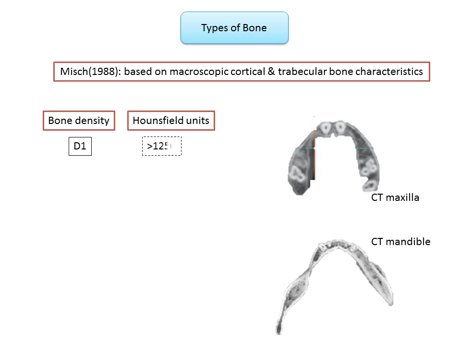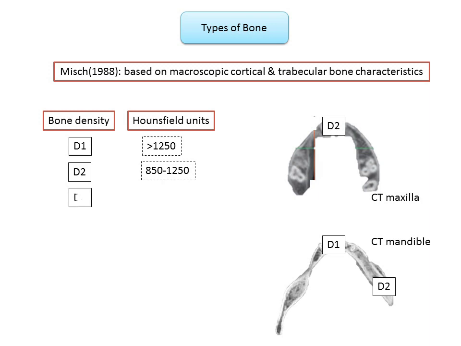D1 corresponds to more than 1250 Hounsfield units, which is seen typically in the anterior mandible. D2 bone density corresponds to 850 to 1250 Hounsfield units, typically seen in the anterior mandible, posterior mandible, and anterior maxilla. D3 bone corresponds to 350 to 850 Hounsfield units, seen in the anterior maxilla and posterior mandible.